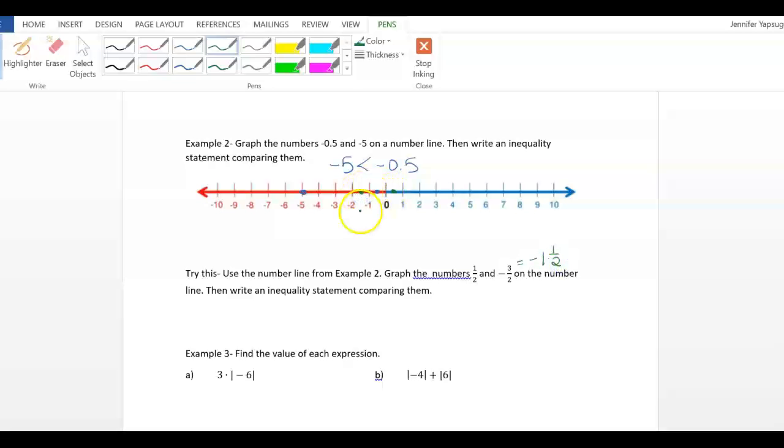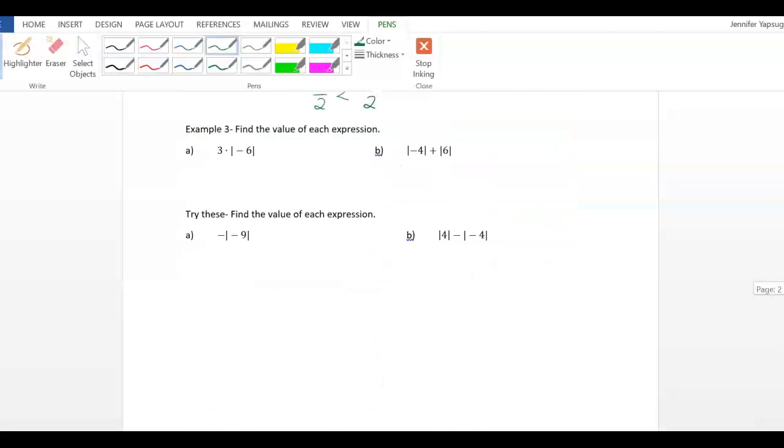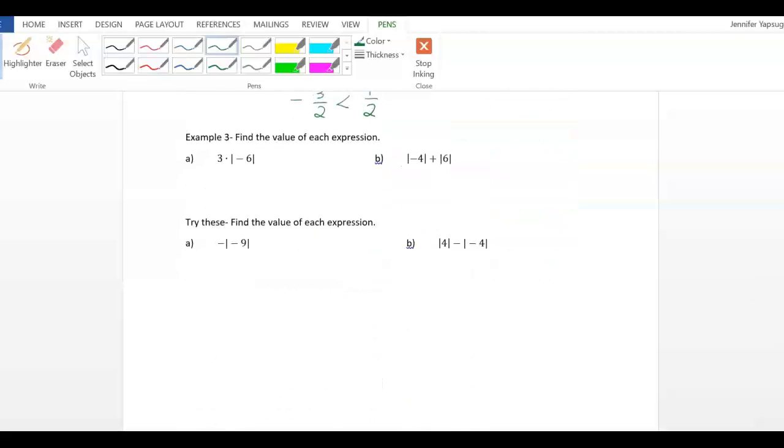So again, if I look at my green dots, obviously the red is going to be smaller, so I can then say -3/2 is less than +1/2. And you probably didn't need to use a number line to do that, but just for our purposes of really making sure we understand it, that's what we're asked to do. Okay, let's move on to our last example for this lesson, which is taking a look at absolute value.